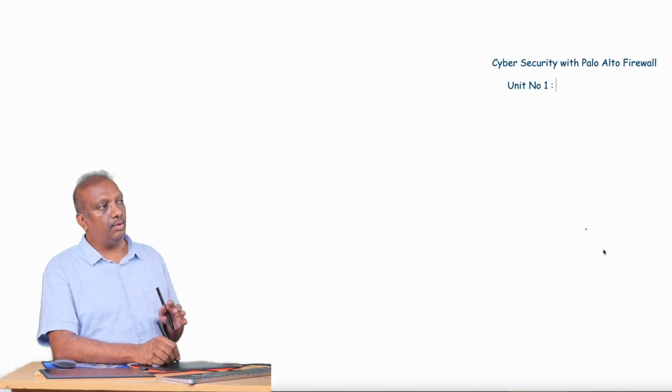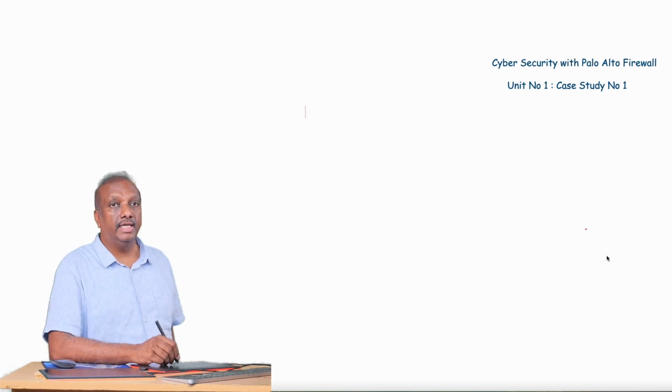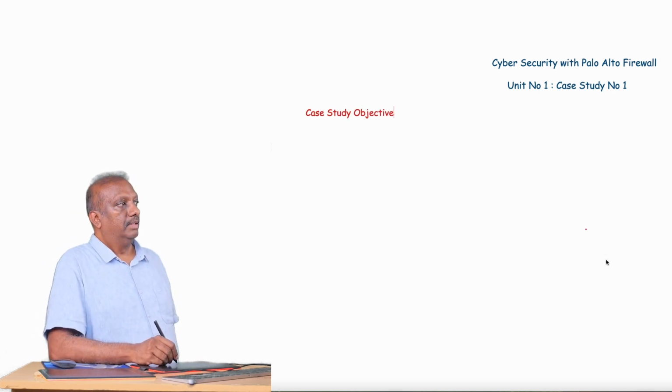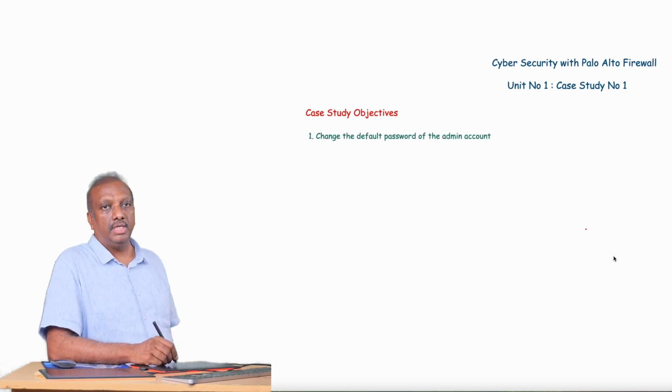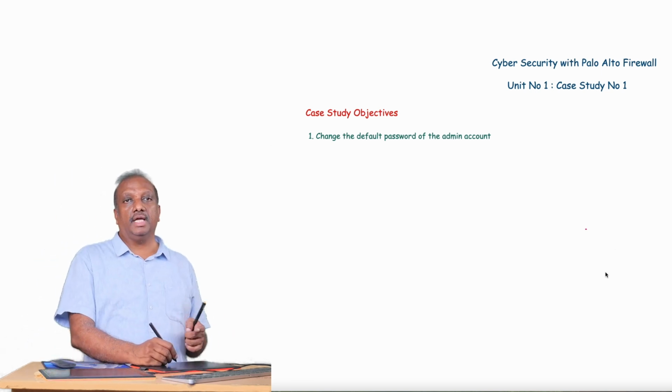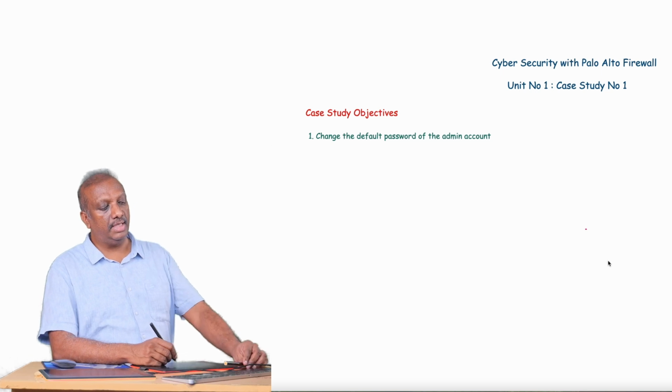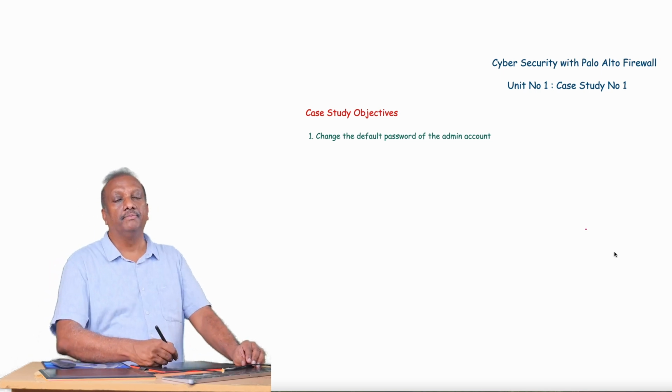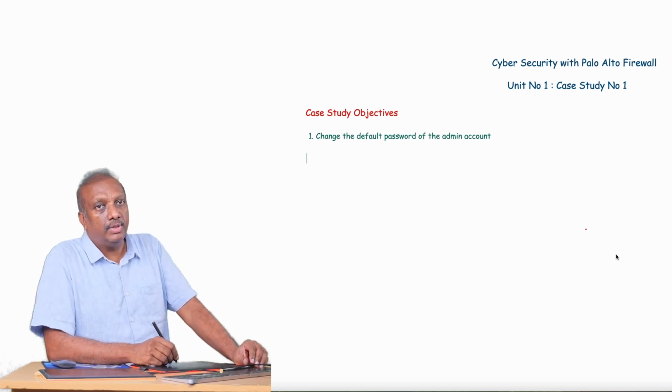The course is called Cyber Security Palo Alto Firewall. In that we are trying to do unit number 1, case study number 1. Let us see what the objectives of this particular case study are. The first objective is we change the password for the user account. The default user, we'll see what the default username and password are. We change the default password on the system.